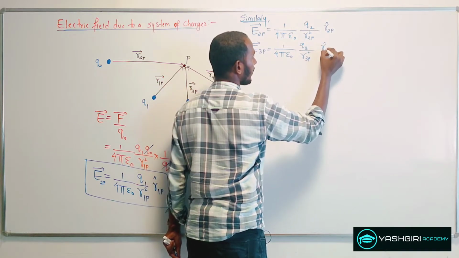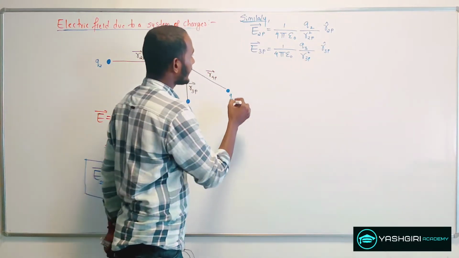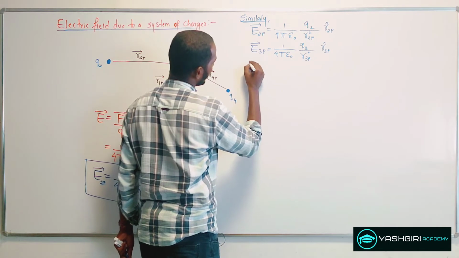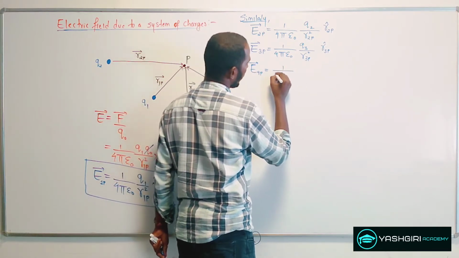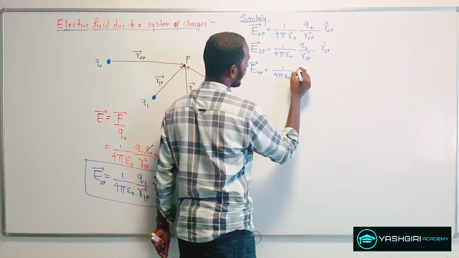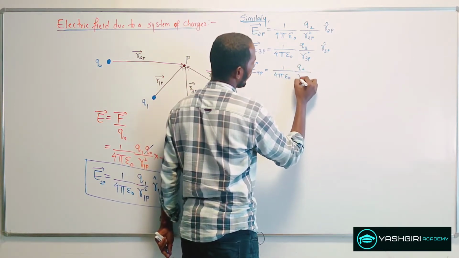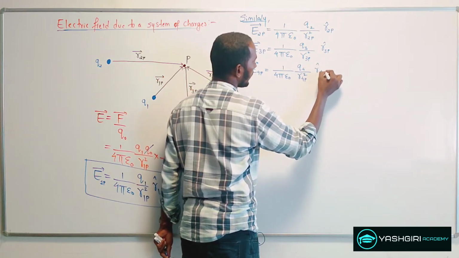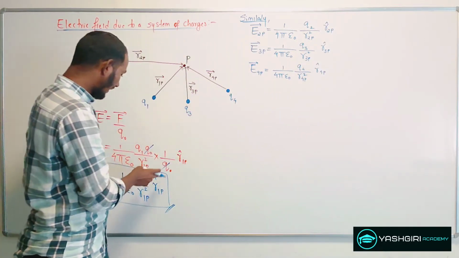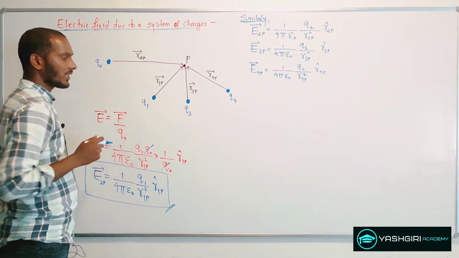So that is r cap of 3p. And the last charge, that is my vector E4p, will be equal to 1 upon 4 pi epsilon naught into Q4 upon R4p square into r cap of 4p. So these are my 4 electric fields due to each of these charges.